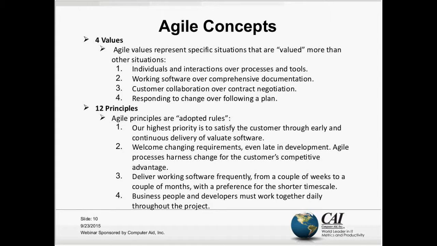Three, deliver working software frequently, from a couple of weeks to a couple of months, with a preference to the shorter time scale. It means that typically, for example, if we're talking about Scrum, we're talking about a sprint. We want to always use the shortest time frame possible to deliver working software to the customer, a software increment, and we want to do it very frequently, a couple of weeks to a couple of months.